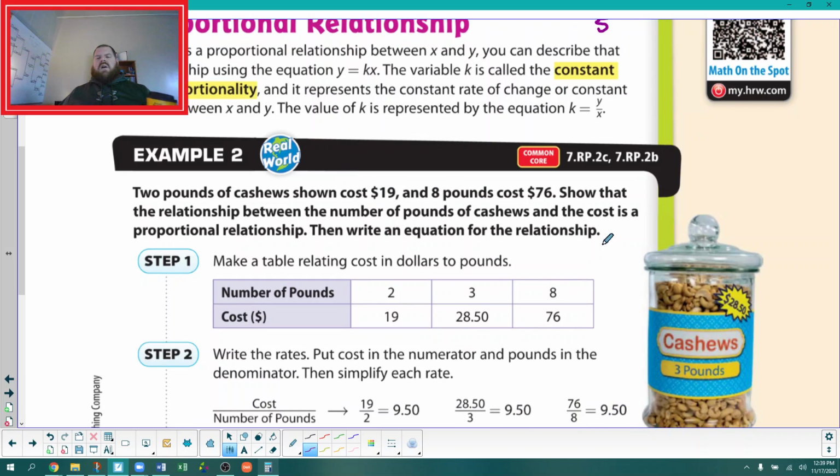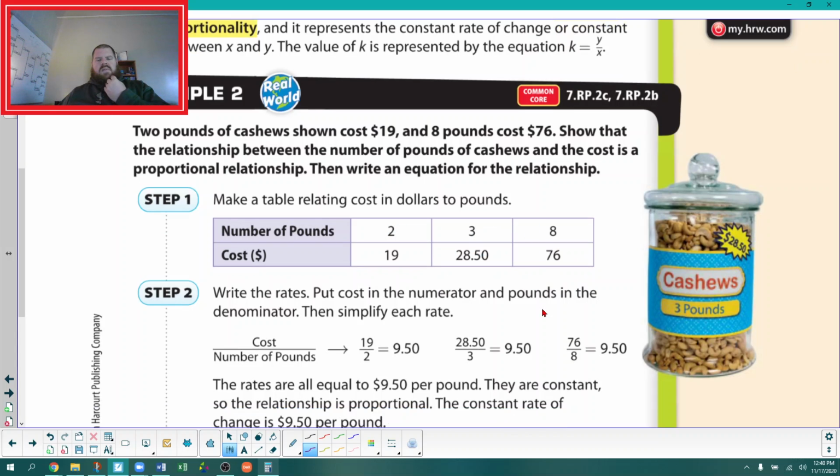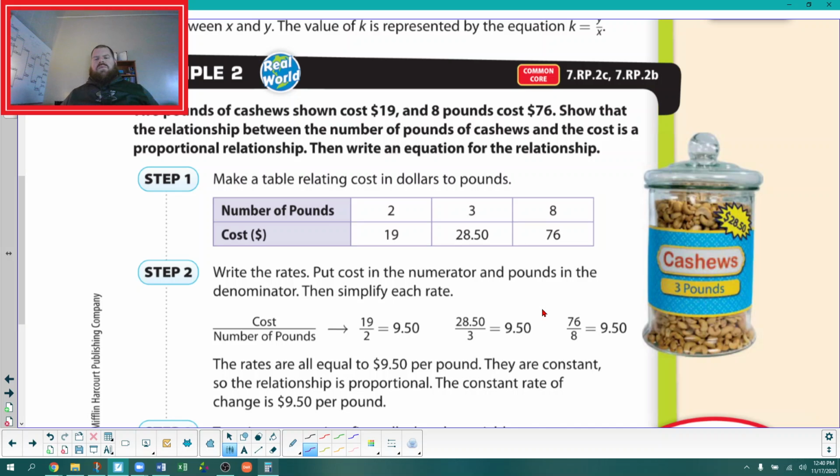So using the information we have here, we're going to put these numbers into a table. It says that 2 pounds of cashews cost $19, 8 pounds of cashews cost $76, and then it turns out we have a little 3-pound jar here for $28.50. So all that information is in this table. Okay, and then we find those ratios, or find those rates of cost over number of pounds.